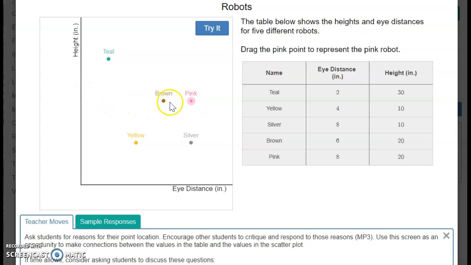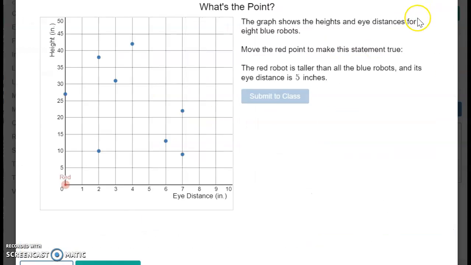So the pink has the same height as the brown, which is 20, and the pink has the same eye distance as the silver. Good, so this will be the correct one.